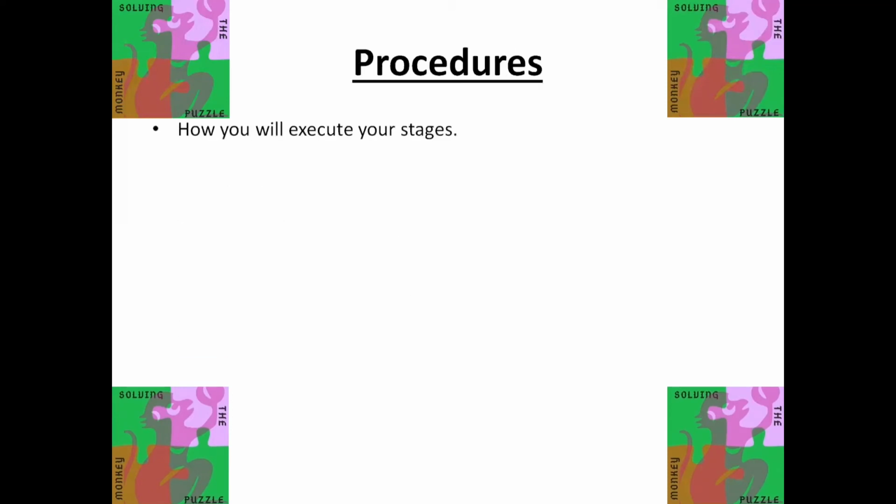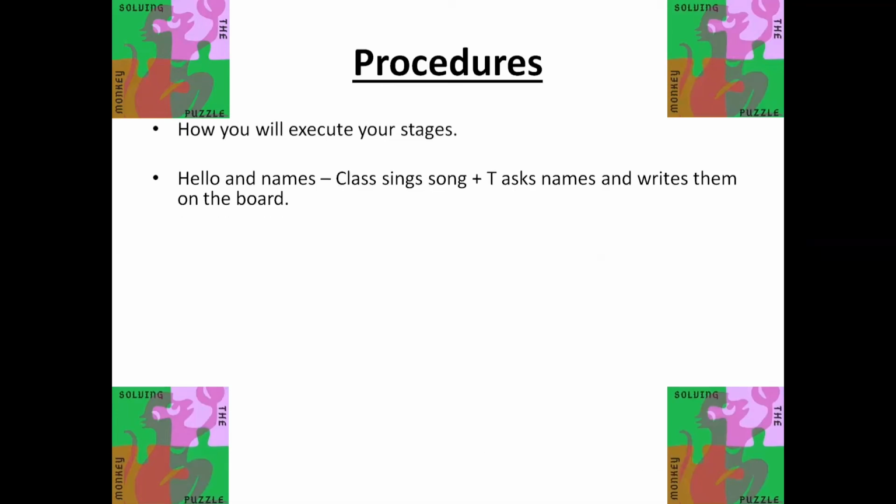Next up in your lesson plan will be the procedures, and that's just how the stages will go. We already touched on this slightly. Hello and names. So here you might want to clarify and say the class will sing a song and the teacher asks the names and writes them on the board. Just exactly what you were planning on doing. Not that bad. And for the revision, it could be something like a gallery walk with pictures of past vocabulary.